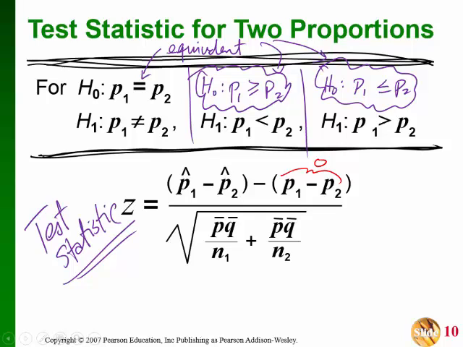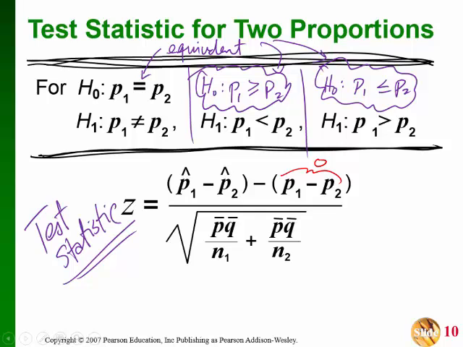For us in this class, since our null hypothesis is always going to look like this, P1 is equal to P2, our P1 minus P2 is always going to be 0. So if you were using this test statistic by hand, by the formula, P1 minus P2 is always going to be 0 for us.